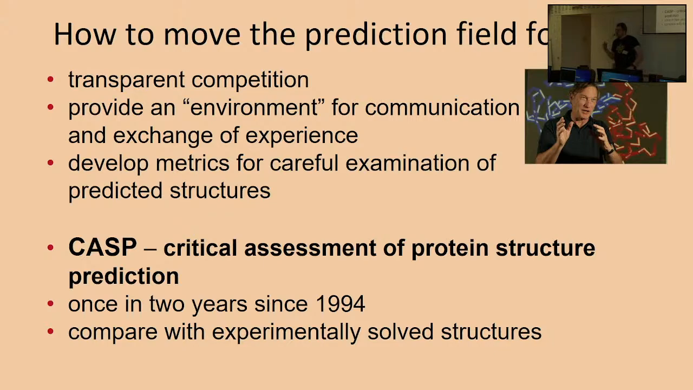But there was an additional point which was necessary, and that was some kind of assessment that would help the field move forward, to find out which method actually works and which doesn't. John Moult started the Critical Assessment of protein Structure Prediction, every 2 years, in 1994, quite a long time ago. It was a transparent competition where experimentalists were asked to postpone the publication of their structures, and the predictors were just given the sequences. From this, the predictors made models, and those models were compared to the real experimental structure, and how well each group and each program was working made up the output of CASP.